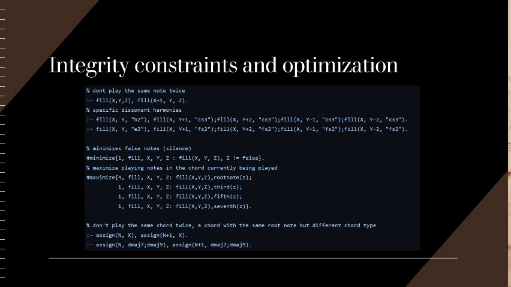In optimization, we minimize the frequency of false notes that occur in the note progression to make the sound continuous. We also maximize the output of note assignments that were root, third, fifth, or seventh.